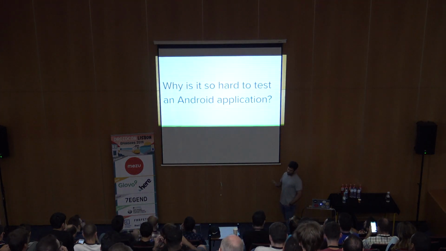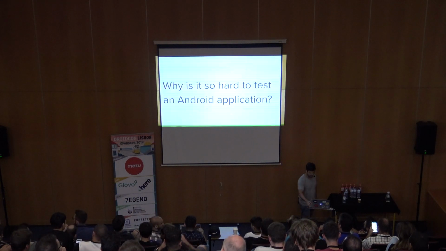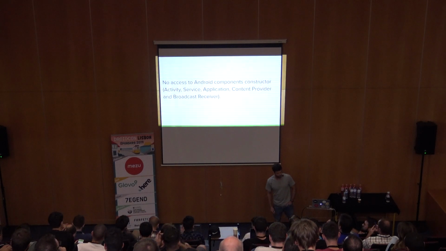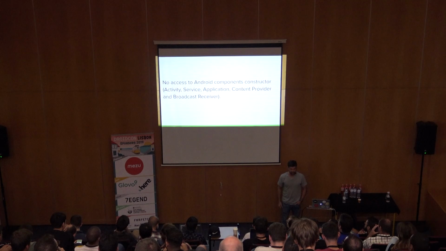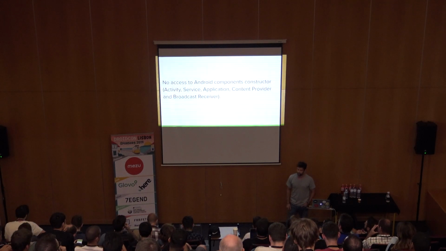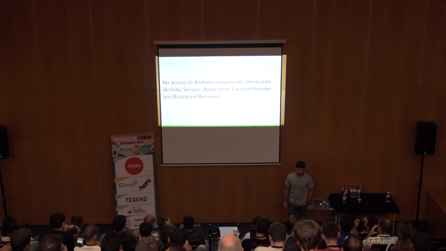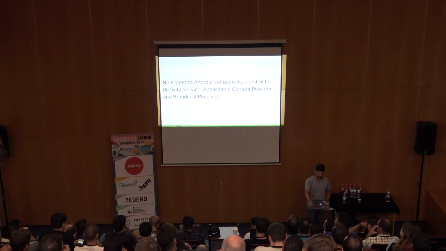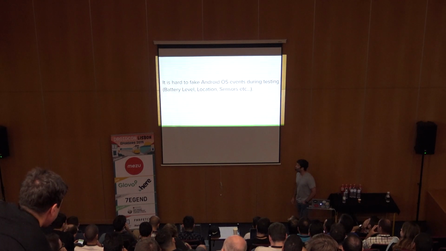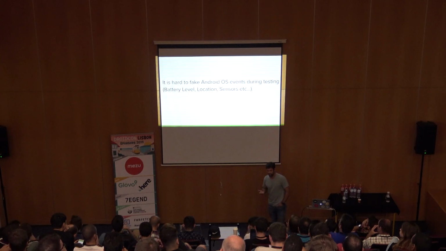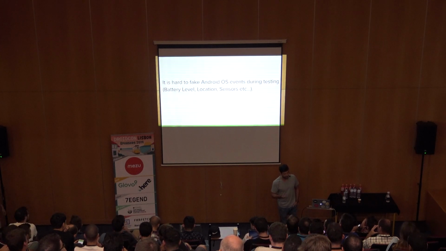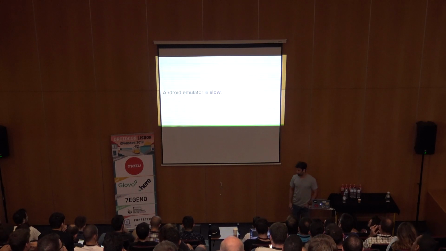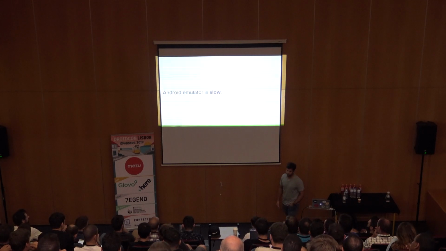So why is it so hard to test an Android application? Well, at first, we don't have access to some of the constructors of the main components of an Android application, which makes it hard for us to change the dependencies for testing purposes, like the activity, the service, the application, the content provider, and so on. It's also hard to fake some events of the OS that are necessary for some applications, like the battery level, the location, the sensors. And on top of all that, the Android emulator is slow.